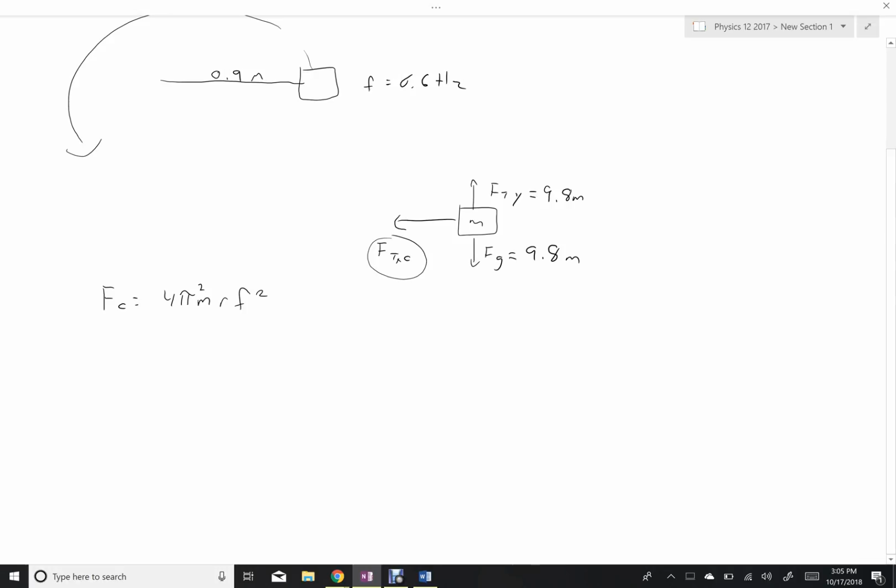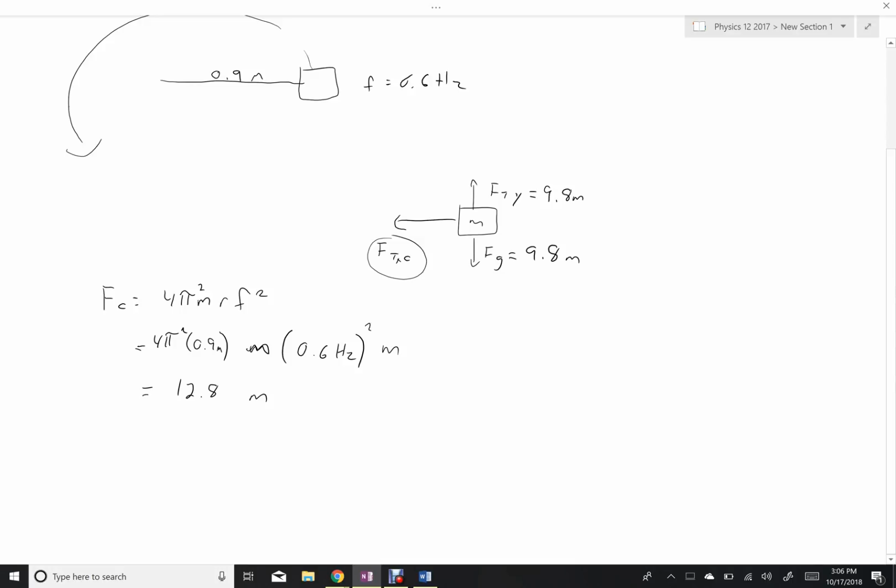And here I'm going to leave m lying around at the end and just plug all the rest of those numbers in, because I have m here, and then I'll have both of these things in terms of m and it will cancel out. So the radius I have is 0.9 meters. And the frequency is 0.6 hertz, or 0.6 per second, and then squared, and I'm just going to leave the mass hanging out at the end. So let's fire all these numbers in. 4 times 3.14 squared times 0.9 times 0.6 squared. And I have an acceleration of 12.8, or a force of 12.8 m.